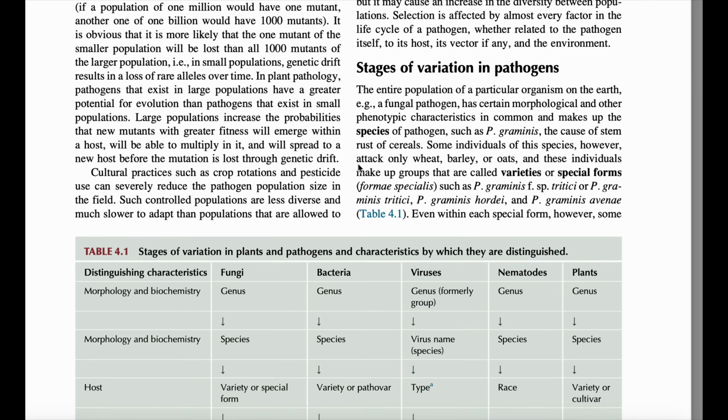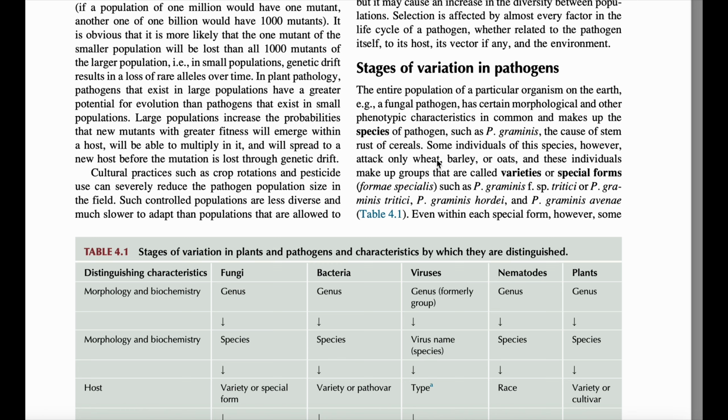Coming to the stages of variation in pathogens. This we have to read word by word. The entire population of a particular organism on the earth, for example a fungal pathogen, has certain morphological and other phenotypic characteristics in common and makes up the species of pathogens, such as Puccinia graminis that causes stem rust of cereals. Some individuals of the species, however, attack only wheat. Remember, only wheat, only barley, and only oats?